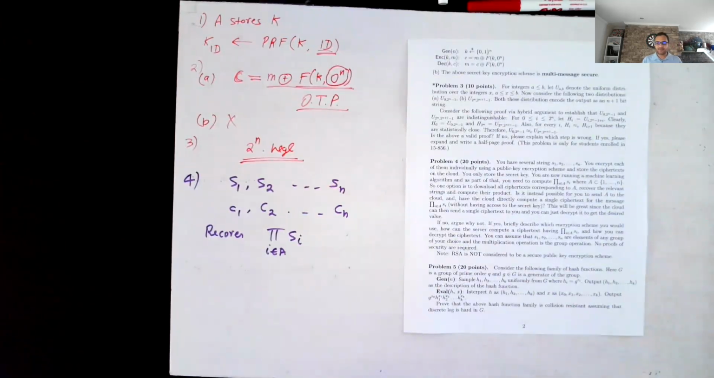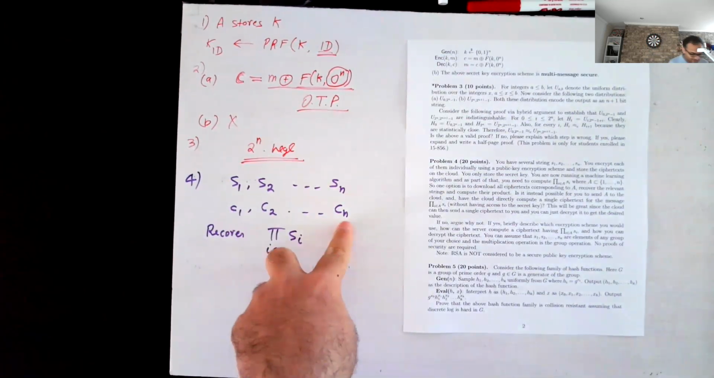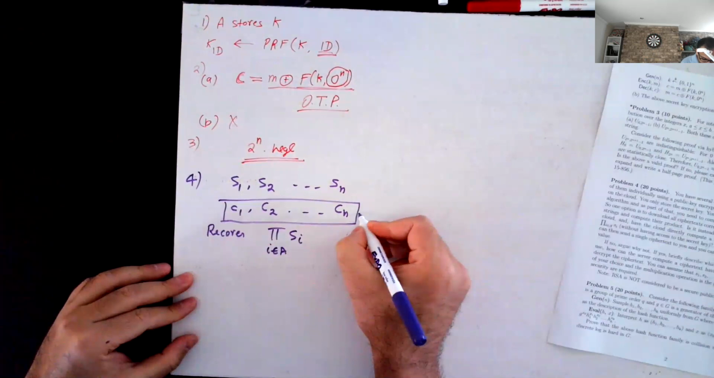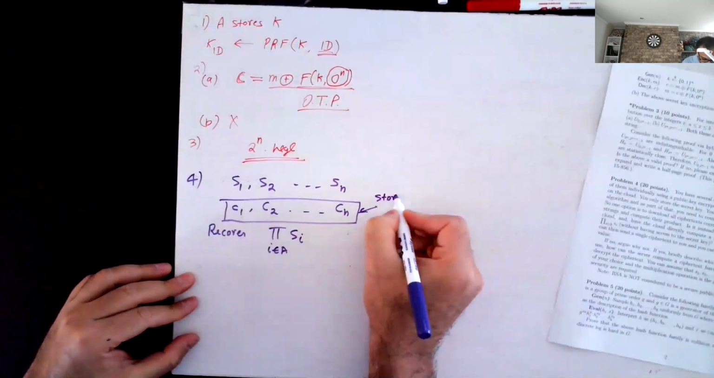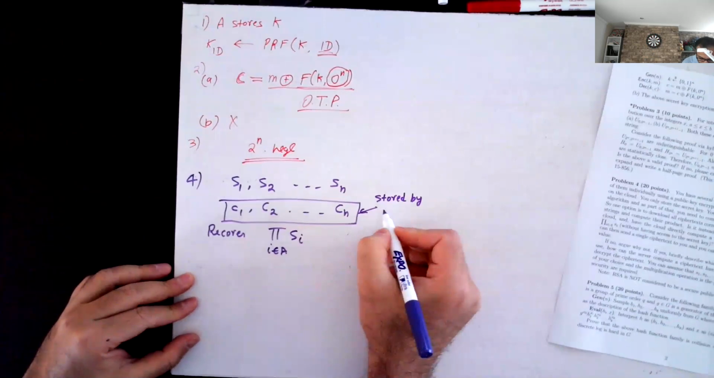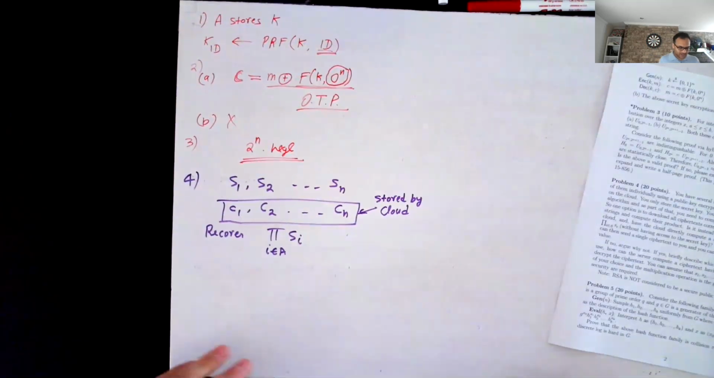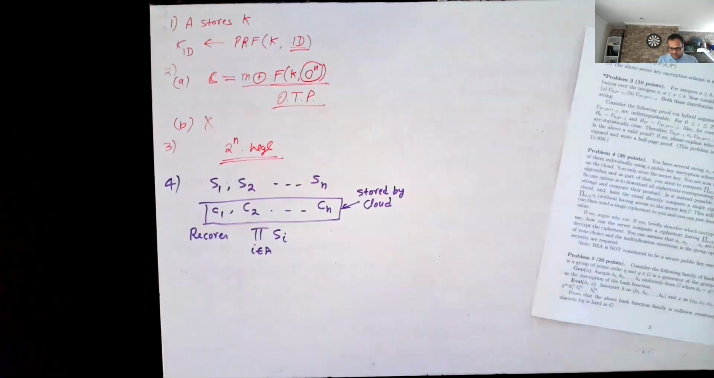So how do you do that? Well, one option is you download all the ciphertexts from this subset A. Clearly, the cloud is just storing these. You decrypt each of them individually, and then you multiply the resulting messages. That would allow you to recover this quantity. But can we do something better, right?